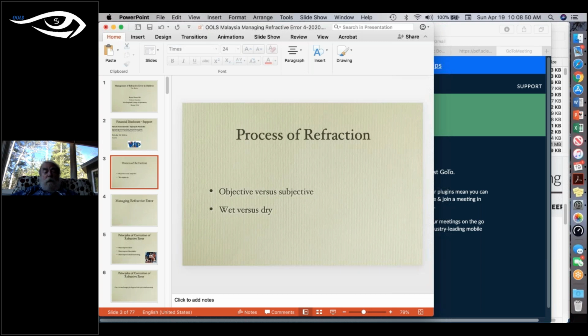I also mentioned last time the critical nature of being able to do cycloplegic refractions. I totally understand that in many of your situations, you are not in a position to be able to use cycloplegia.